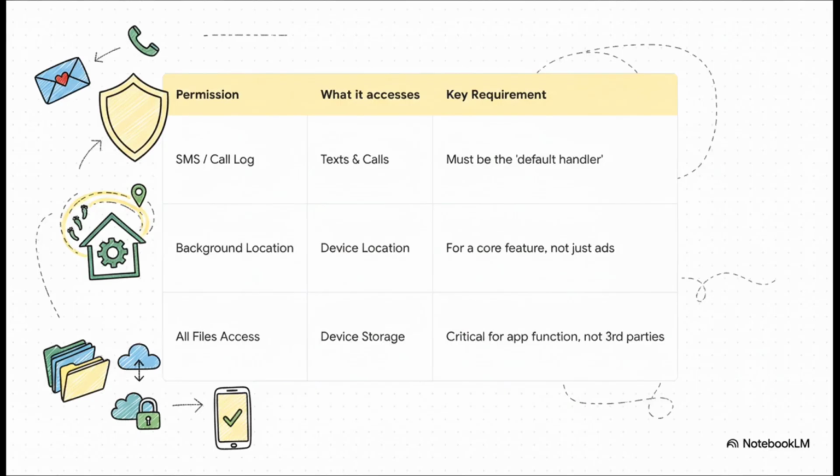And for some permissions, the bar is set really high. Take a look. If you want to access someone's SMS or call logs, your app has to be the one they've chosen as their main app for texting or calling. For background location, it has to be for a core feature, something the user actually expects, not just to track them for ads. And for all files access, that has to be absolutely essential for your app to even work.